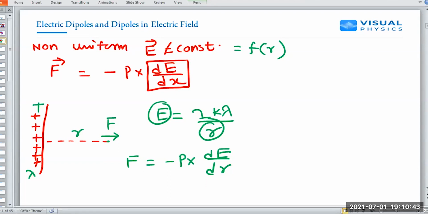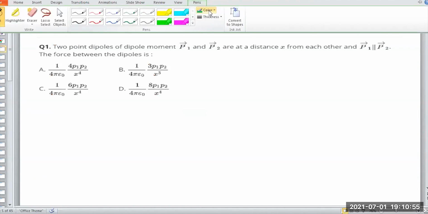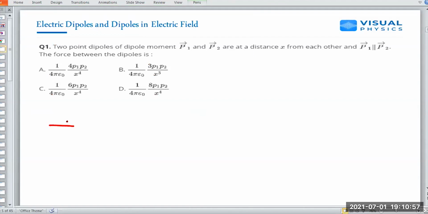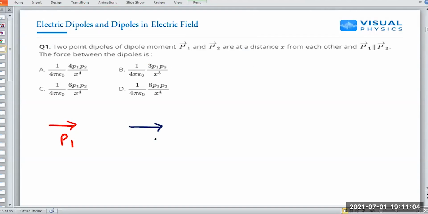So now let us go to the question section. Question number 1. Two dipoles of dipole moment P1 and P2 are at distance x from each other. Okay. So if I am given a dipole P1 and dipole P2 and the distance between them is x, I have to find the force between them.